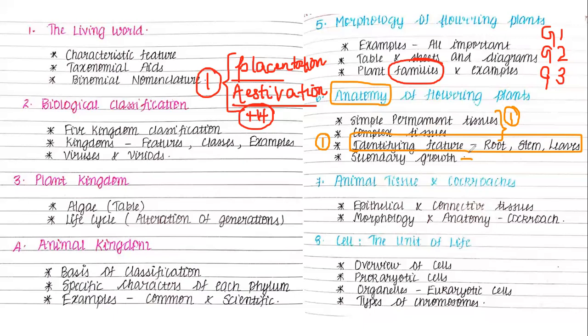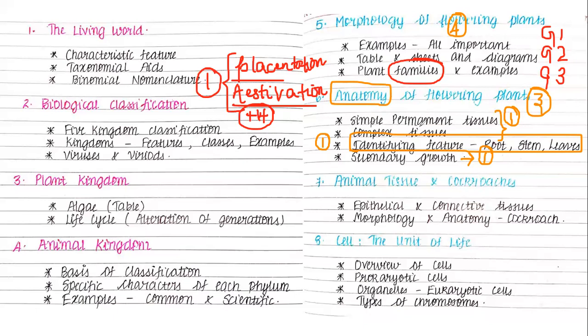Also one question came. So just imagine, 4 questions from morphology of flowering plants, 3 questions from anatomy of flowering plants. Just simply 2 chapters, and you will be able to score very good marks. So simple permanent tissue: collenchyma, where is it located? What are the characteristics? Parenchyma, then sclerenchyma, xylem, where is xylem present?